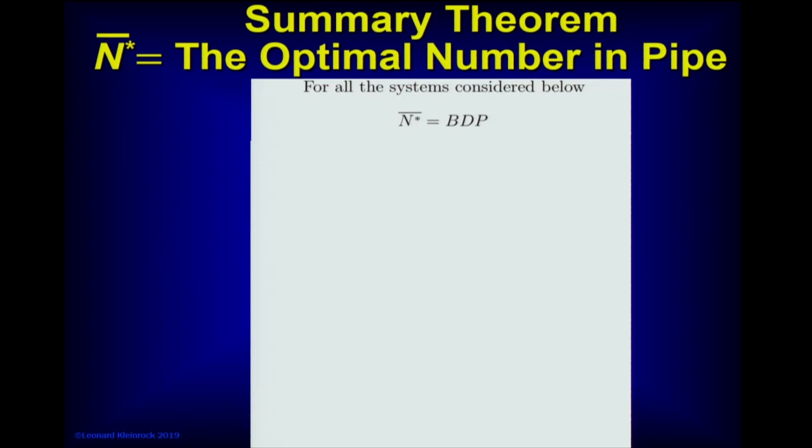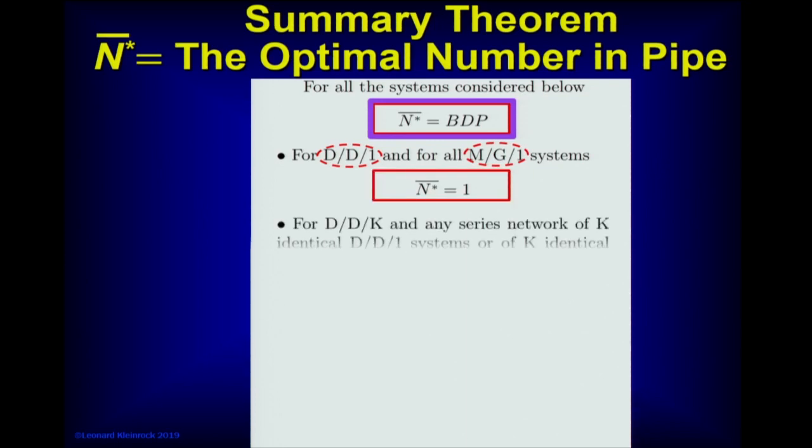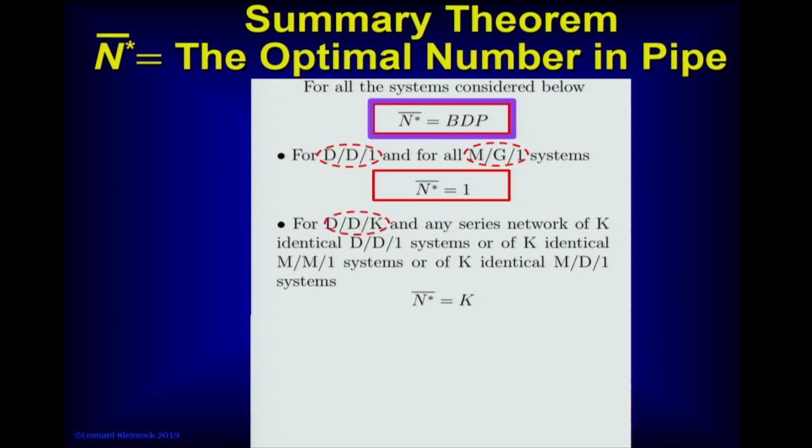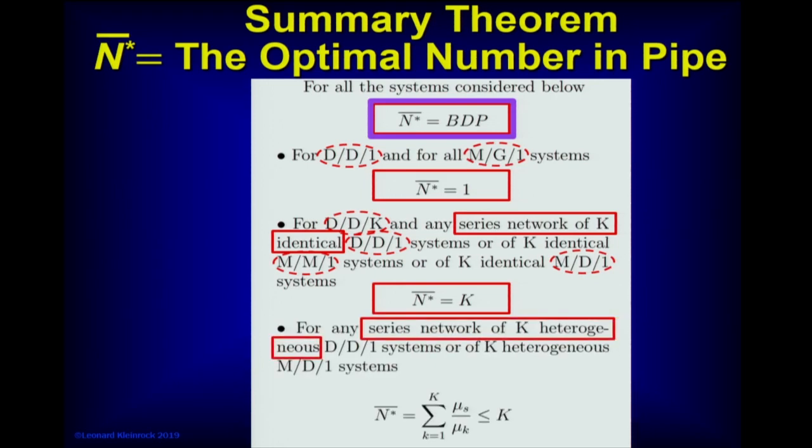Okay, so there's a summary theorem for all of this, coming back to the TCP idea. If n star is the optimal number in the pipe, for all systems that we've looked at, the average number optimized is equal to the bandwidth delay product. And for DD1 and all MG1 systems, that optimum number is 1. For a multiple server system, with K servers, or a network of K in series, either of DD1 systems, or K identical MM1 systems, or K identical MD1 systems, the answer is all the same. Put 1 in each server. 1 in each server of K. For any series network of K heterogeneous DD1 systems, or of heterogeneous MD1 systems, that's the answer.